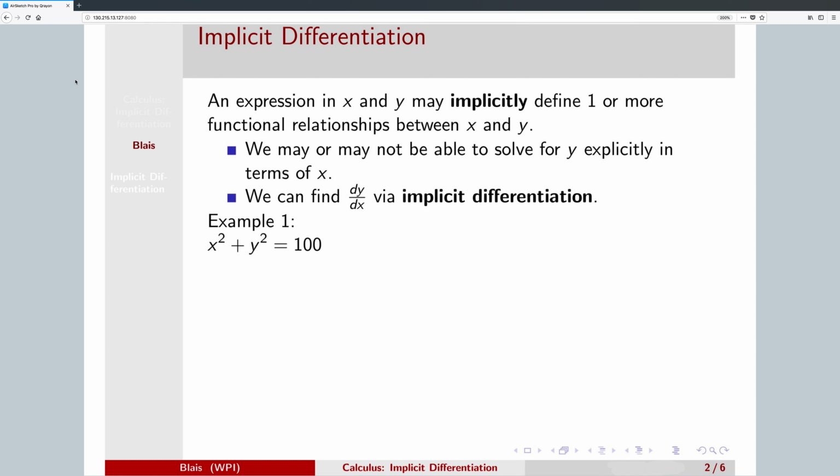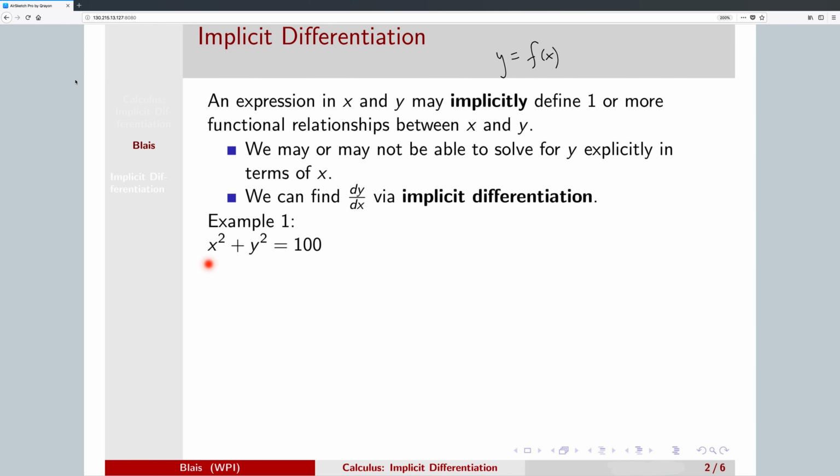We're used to often seeing questions where you have things like y equals f of x. Y can be explicitly written as a function of x. But that's not always the case that you can solve for y explicitly in terms of x. You may not be able to solve for y. You may not be able to solve for x, but you still will have one or more functions, say y as a function of x, defined by your expression.